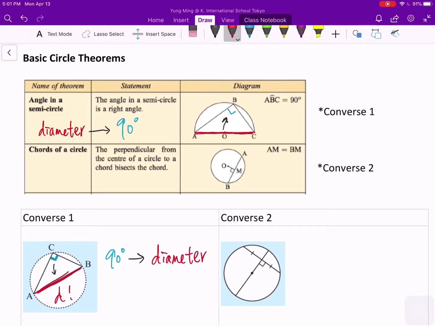The next one is called chords of a circle. So now if you have a chord, and we start out with a circle at the center, if you want to draw a line from the center, and this is not only just a random line, this line actually has to be perpendicular to the chord.